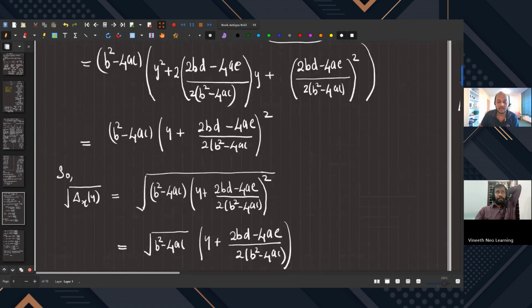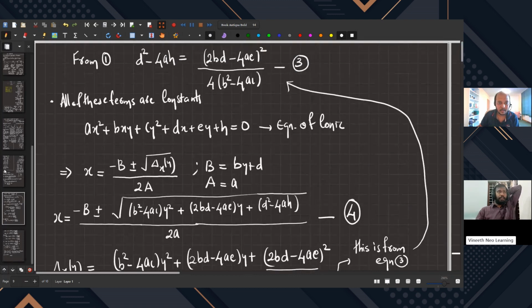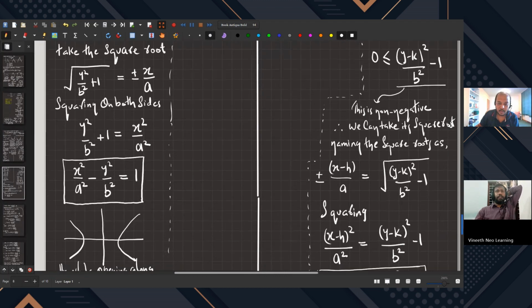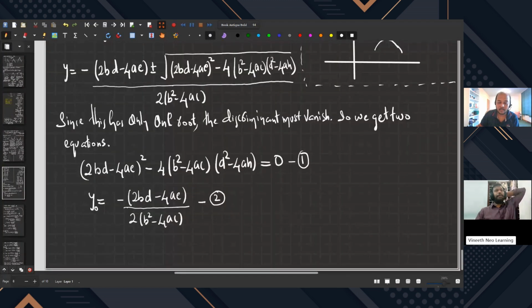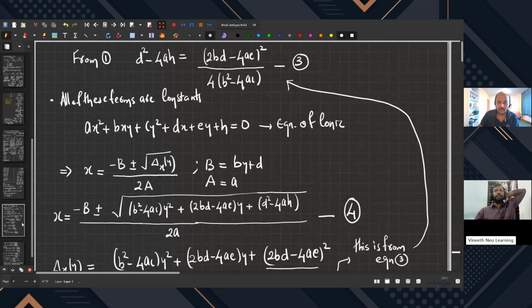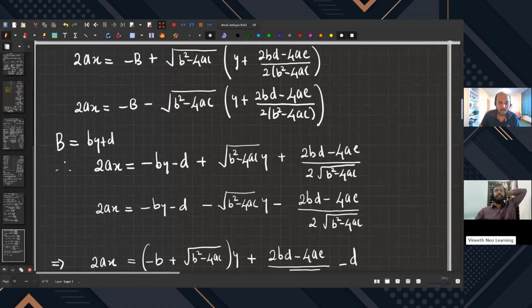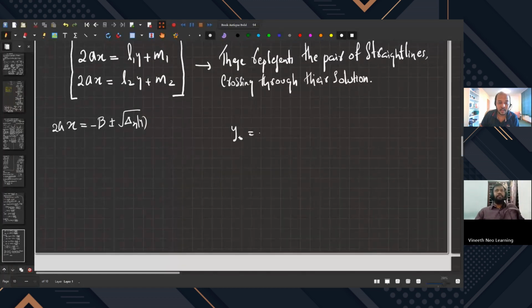Okay, we have found the value of y naught. Exactly, that's right, you are correct. We have found the value of y naught here: minus 2bd minus 4ae divided by 2 times b square minus 4ac, isn't it?